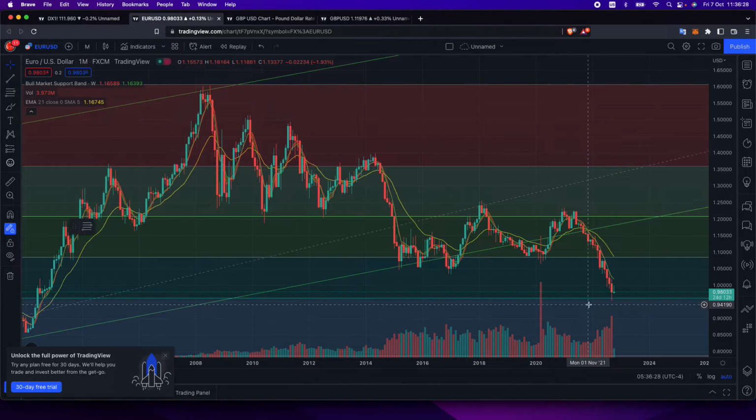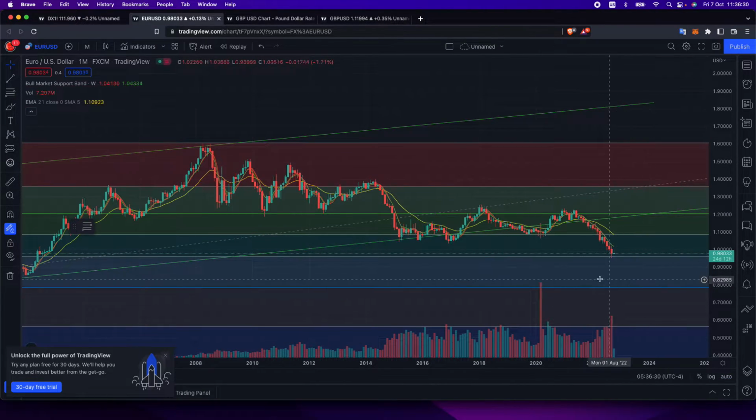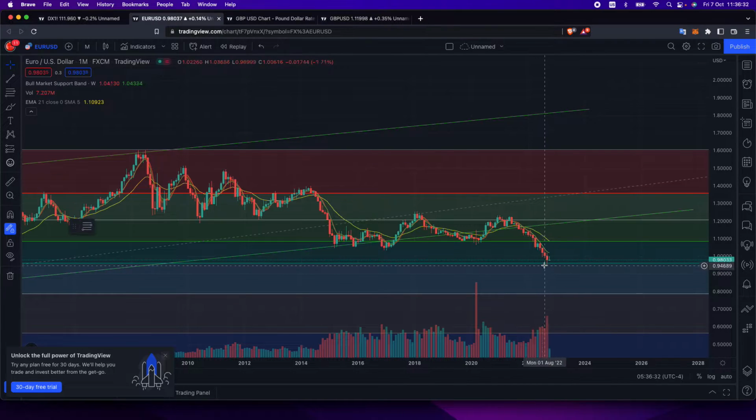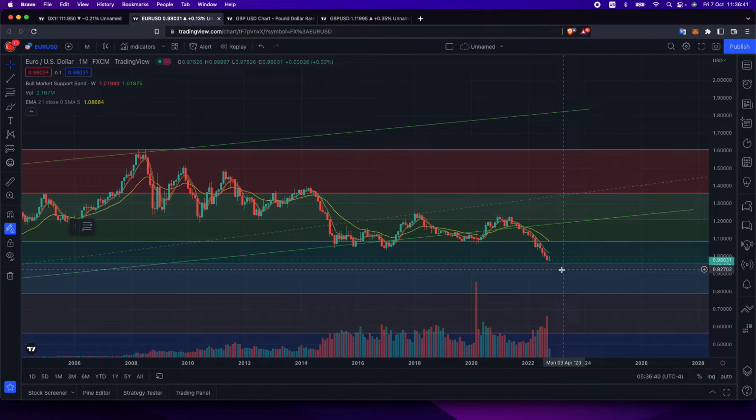And it's reached parity, and it's even less than the dollar now. And my guess is that this is going to keep going down because winter is coming. And, yeah, it's just not going to be a good time for Europe at the moment. And we can also take a look at the pound.